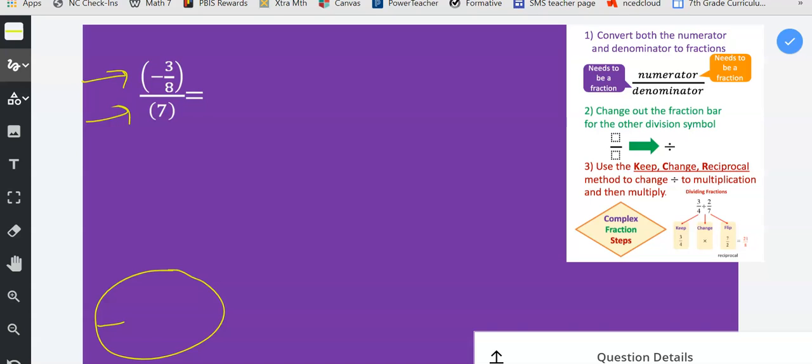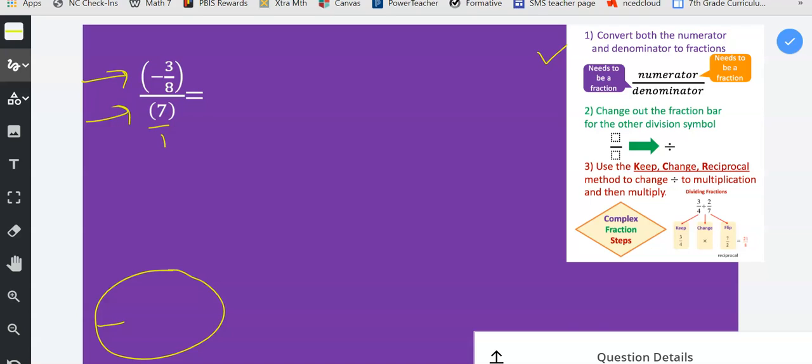Now, what I'm going to do is go through my steps. Step 1 says convert both the numerator and denominator to fractions. So I take this denominator and I place it over 1 to make it into a fraction. So 7 as a fraction is 7 over 1. So we completed step 1.